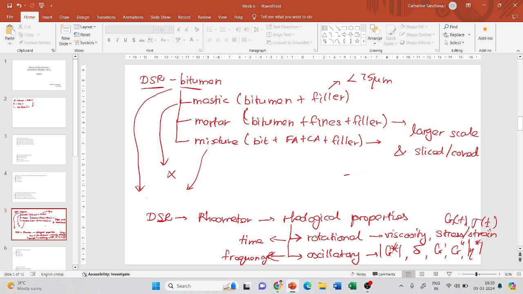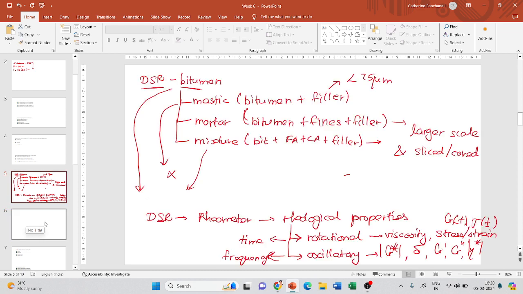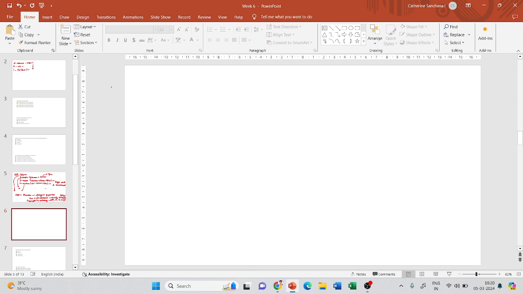Okay, so this is a very broad view of the tests in a dynamic shear rheometer. If you have to measure viscosity, let us take the rotational tests. For instance, if I have to measure viscosity, I will subject the material to different shear rates and measure viscosity.